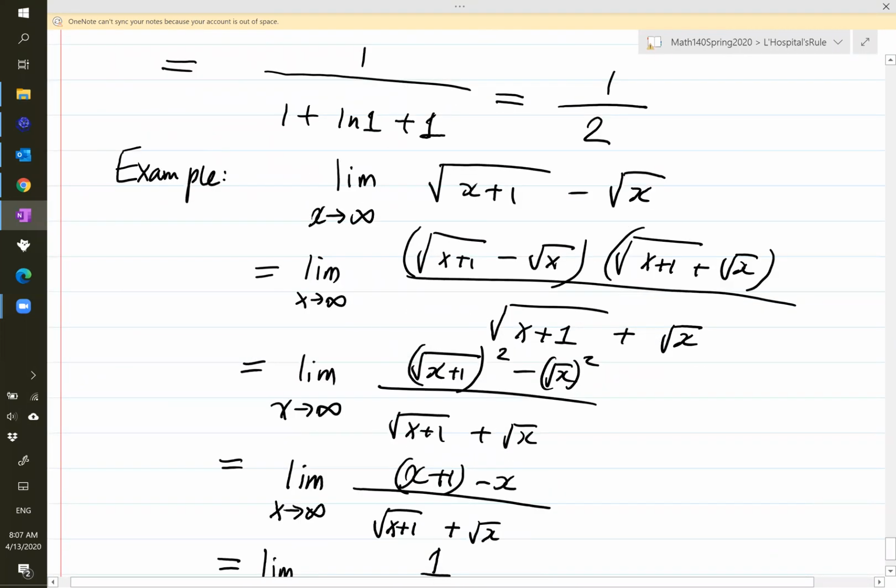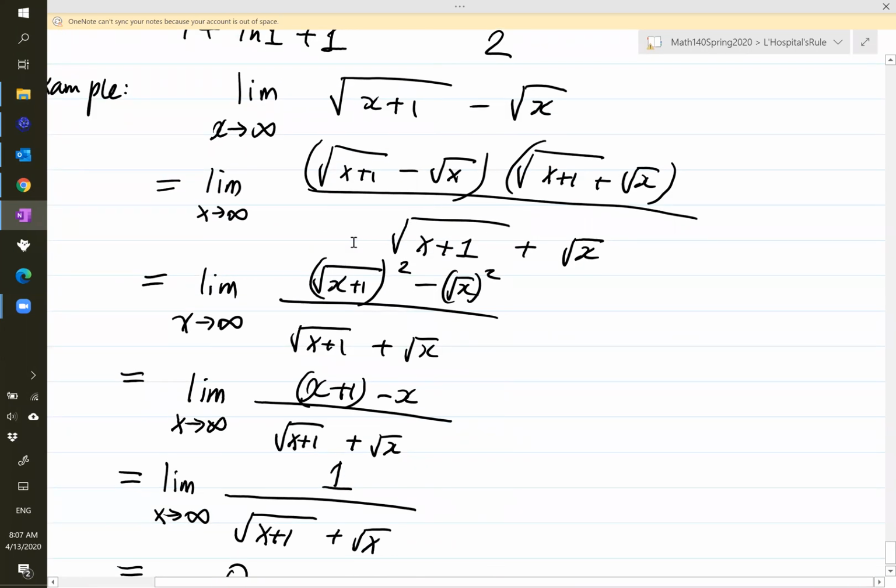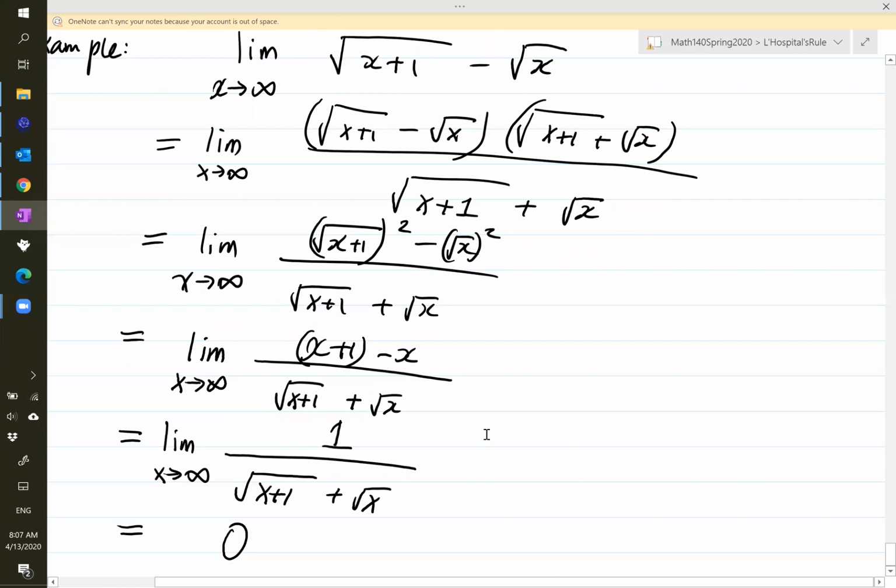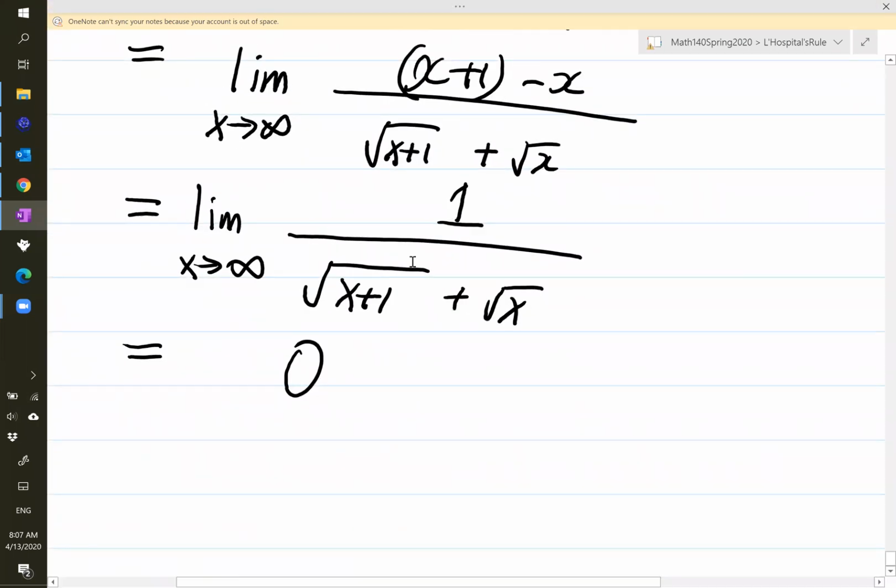Indeterminate difference. Now we give one example of indeterminate difference. What we do is, once we have a certain indeterminate difference, we try to make it a fraction by multiplying by a certain factor. So here for this example, we multiply by the conjugate. So we get, using algebra, the limit of 1 over square root of 1 plus x plus square root of x. The denominator turns out to be absolutely large as x approaches infinity. So this limit is 0.